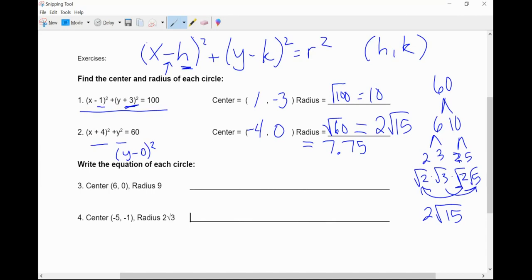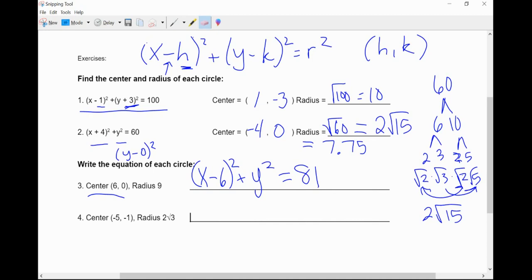Okay, let's move on. Write the equation of each circle. So we have a center at 6, 0. So that means I have x minus 6 squared plus, now because that part is 0, you can just say y squared, because subtracting 0, you're going to simplify to just y, equals 9 squared. 9 squared is 81. So that's your equation.